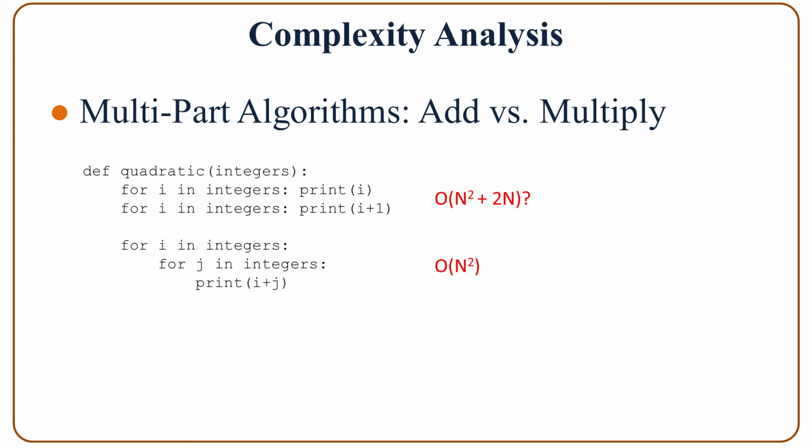If you have multiple parts in your algorithm, you may add and also multiply. Looking at the example, if you have two loops separately, then you add n together. So it's going to be 2n.